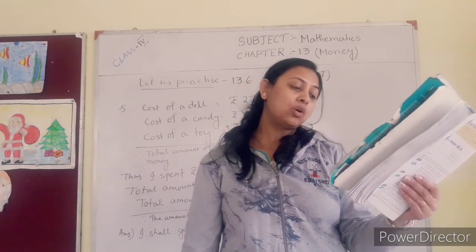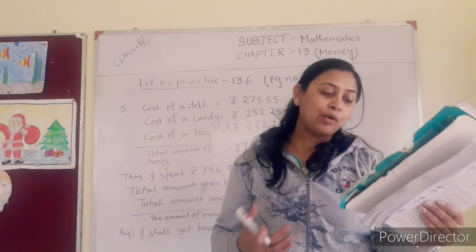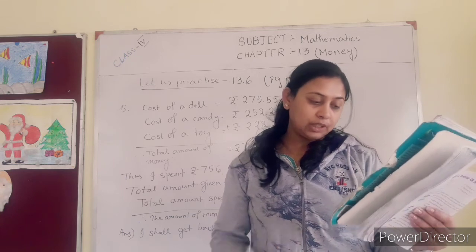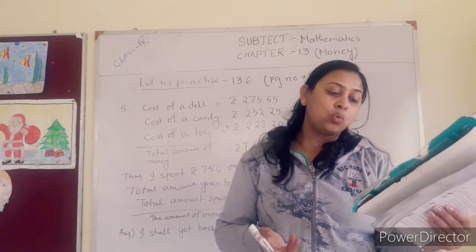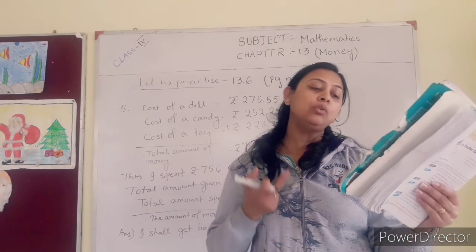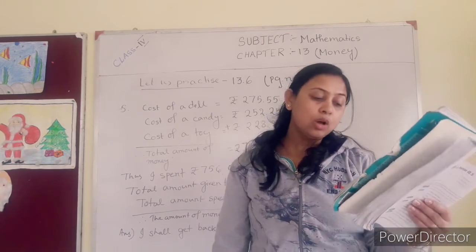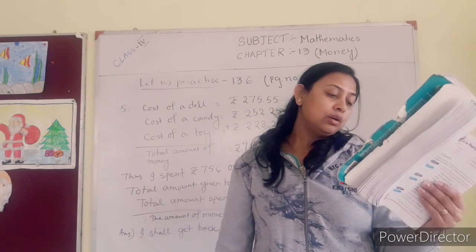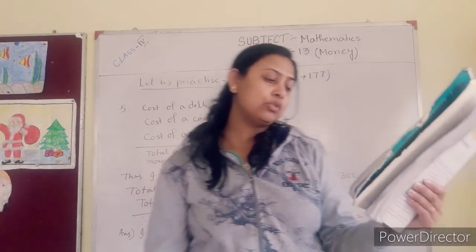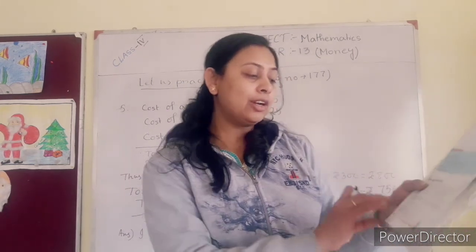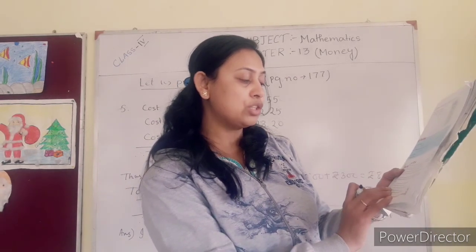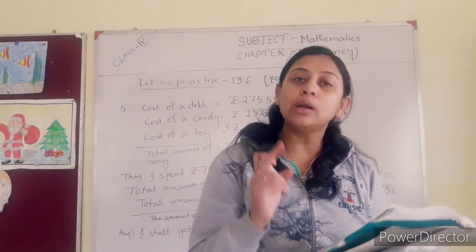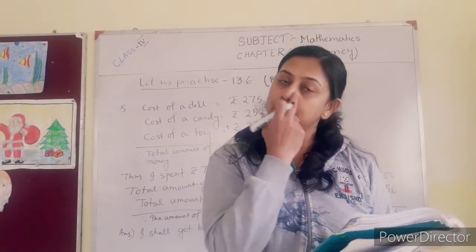Number 8. Cost of 13 calculators is rupees 22,425. Total amount is given and the number of calculators here is 13. So what is the cost of one calculator? To find out the cost of one calculator, you have to divide rupees 22,425 by 13. Here total amount is given, rupees 22,425, and this is the cost for 13 calculators. To find the cost of one calculator, you have to divide the amount by 13.